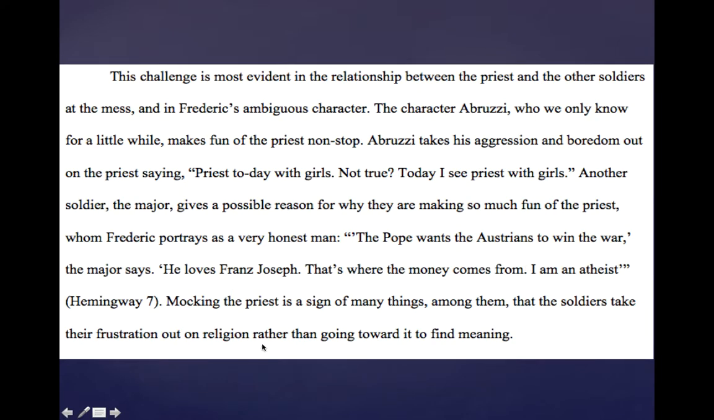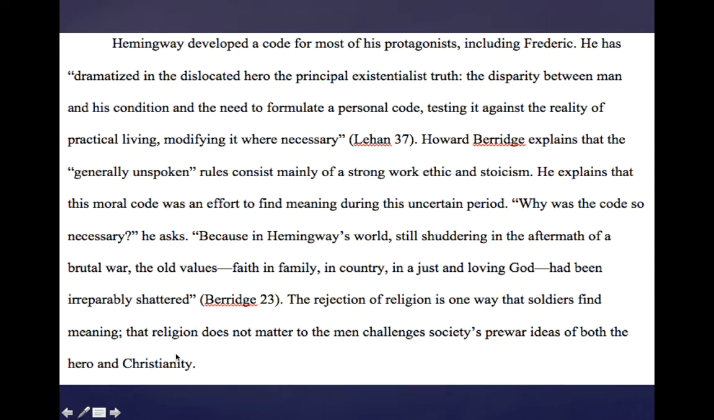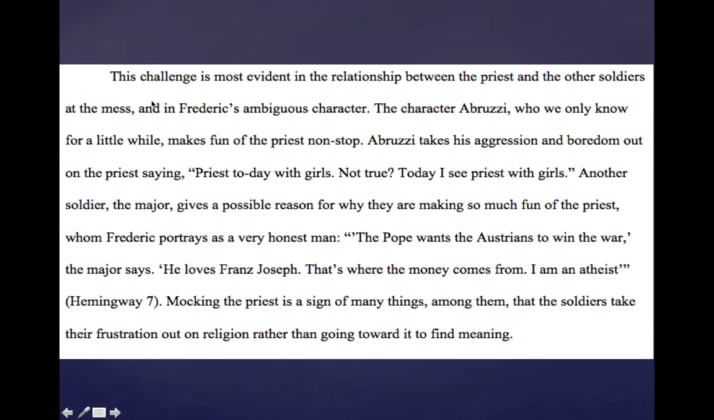So let's look at this. This is my analysis using examples from the story. So this challenge is most evident. Notice how the last paragraph ended with that religion does not matter to the men challenges society's pre-war ideas. Here, I start the paragraph with this challenge is most evident in the relationship between the priest and the other soldiers at the mess. So I'm using this word and repeating it in order to transition from one paragraph to the next.